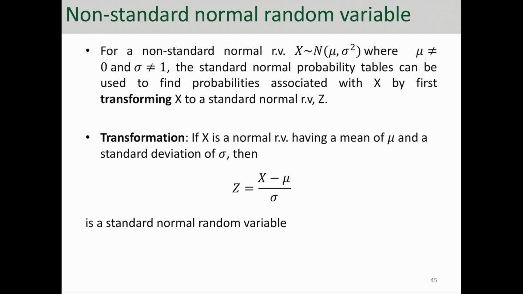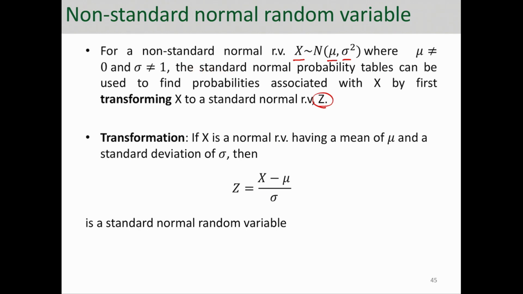In this video we're going to continue our discussion on normal random variables, and specifically we want to talk about non-standard normal random variables. In the previous video we learned how to read probabilities associated with the standard normal random variable, which is Z, from the Z table. But what if we have a non-standard normal random variable, such as X, whose mean and variance are not equal to 0 and 1? That's called a non-standard normal random variable.